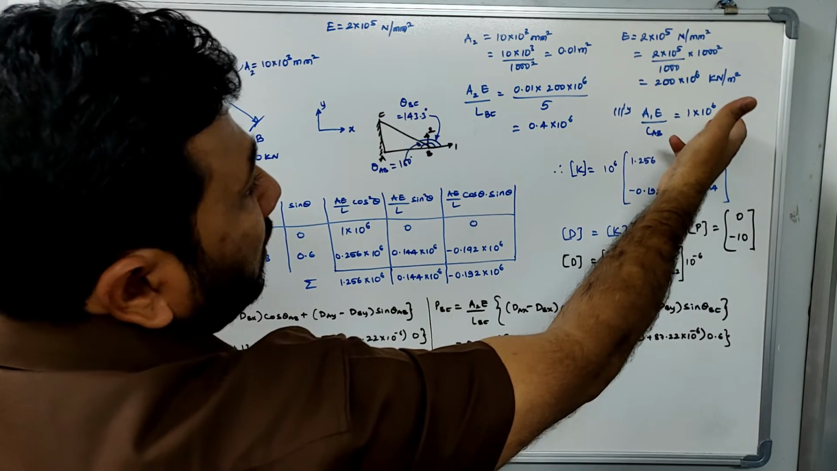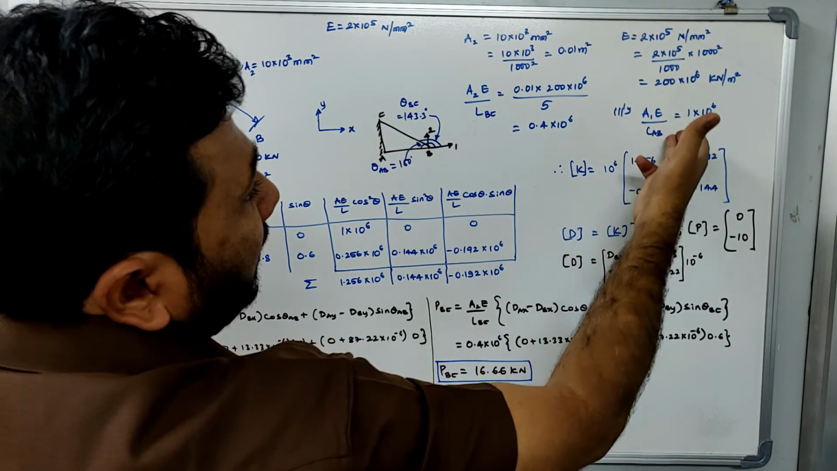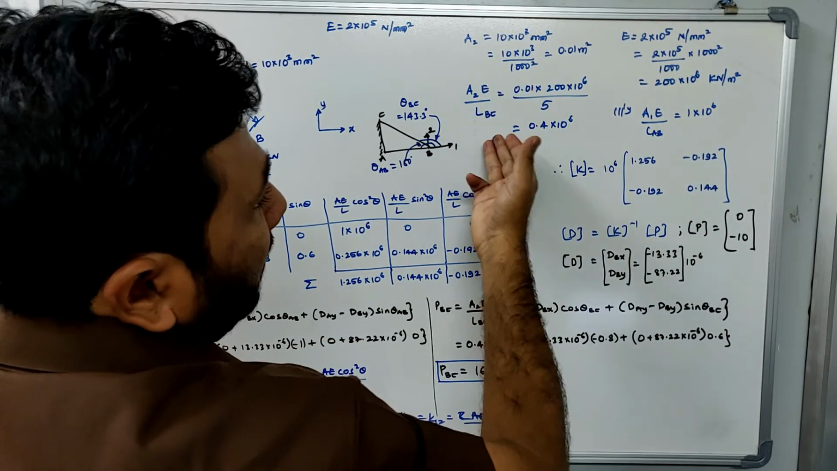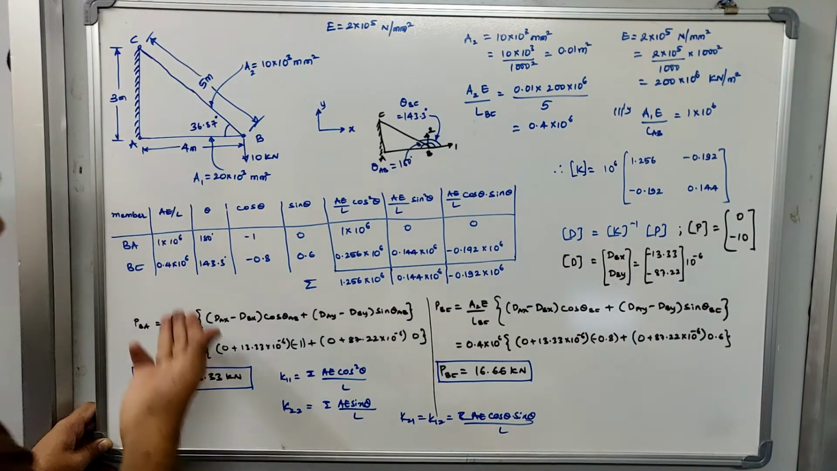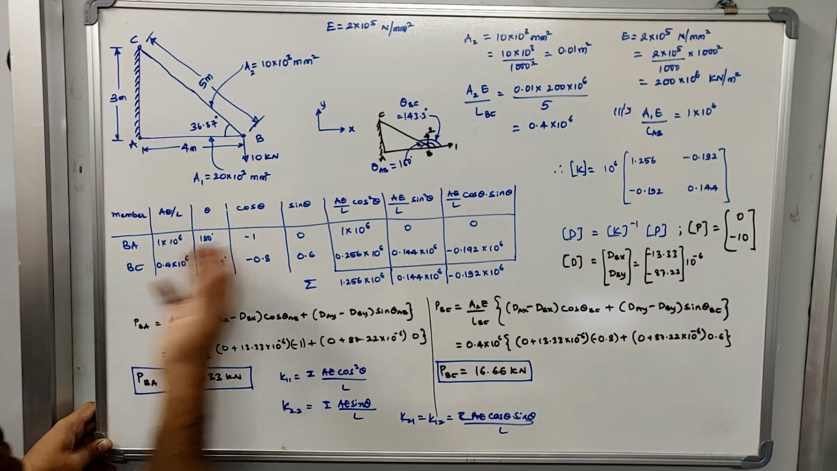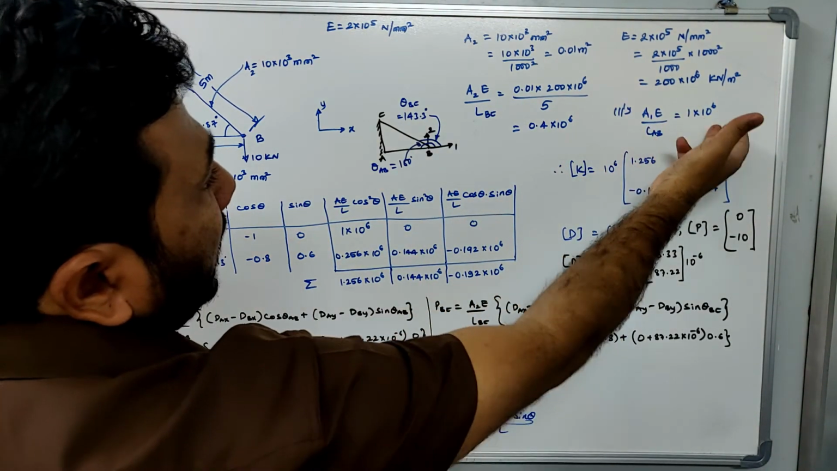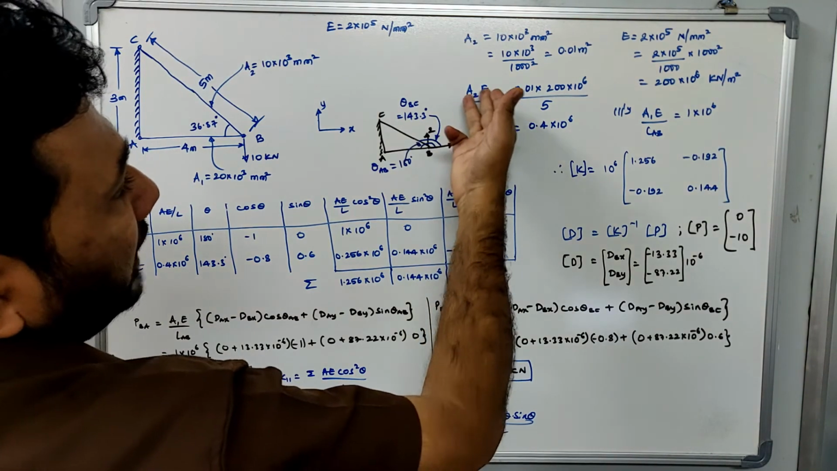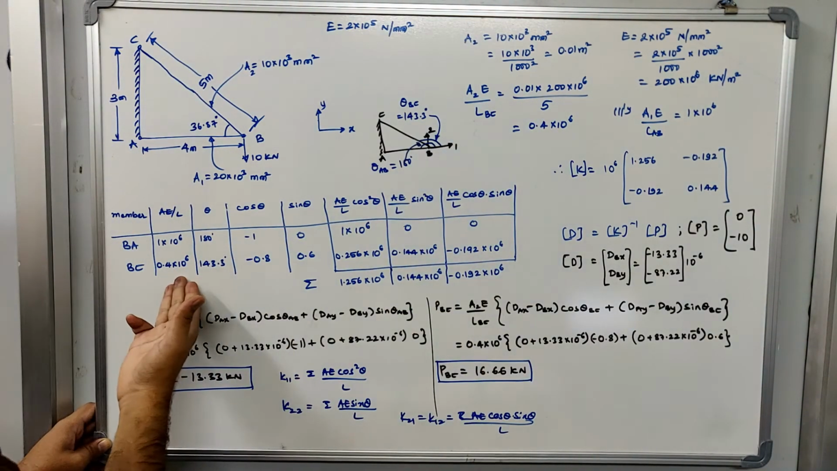You will get to know that AE divided by L for member BA will be 1 into 10 raised to 6. So we have solved AE by L for both the members. So let us substitute here. For BA, how much is AE by L? 1 into 10 raised to 6. I have substituted here. For BC member, how much is AE by L? It is 0.4 into 10 raised to 6.